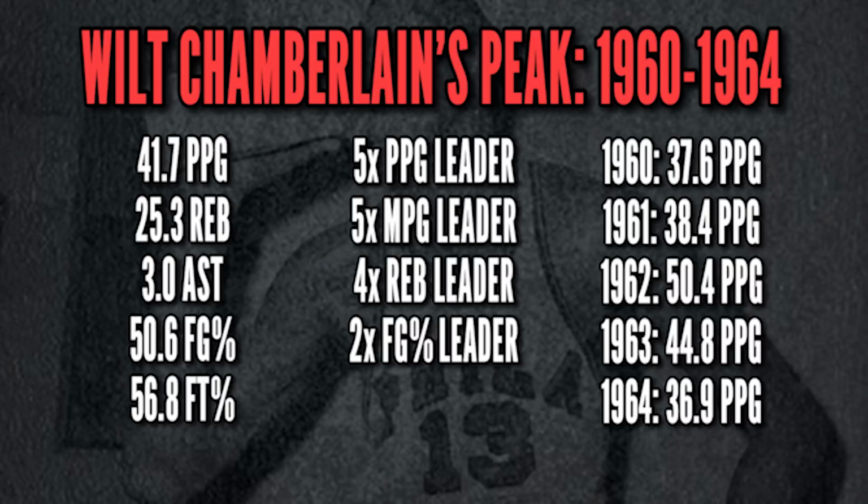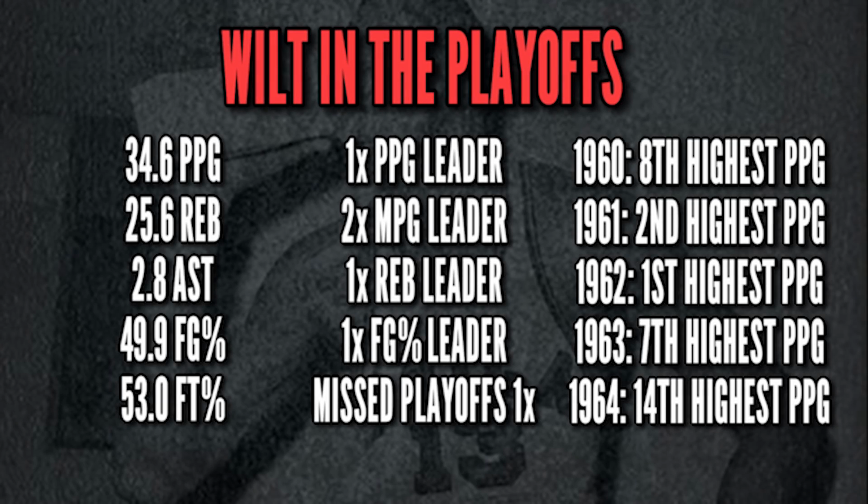Also, how durable he was during this time. During that stretch, he played an average of 47.3 minutes per game. For a 5-year run, he was nearly playing the entire game. So Wilt was definitely an athletic marvel. Now, things I do want to look at is how Wilt played in the playoffs. For this 5-year stretch, he averaged 34.6 points per game, 25.6 boards, 2.8 assists, on 49.9% shooting from the field, and 53% shooting from the line.